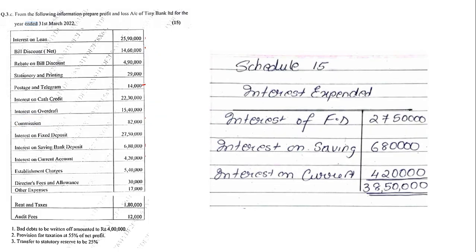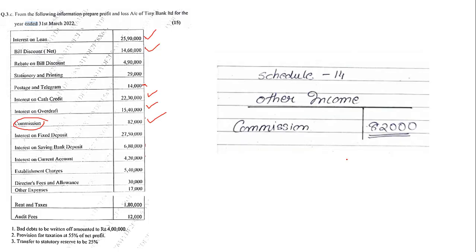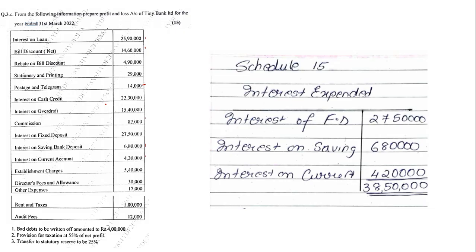Okay, next schedule number 15. Now 15 is all interest expended. Interest expended means wherever, from the bank's point of view, you need to pay interest. So as a bank, I need to pay interest on fixed deposit, interest on saving bank, and interest on current account. All 3 things have been noted and shown under schedule 15: interest on FD, interest on saving account, and interest on current account. Total comes to 38,50,000.